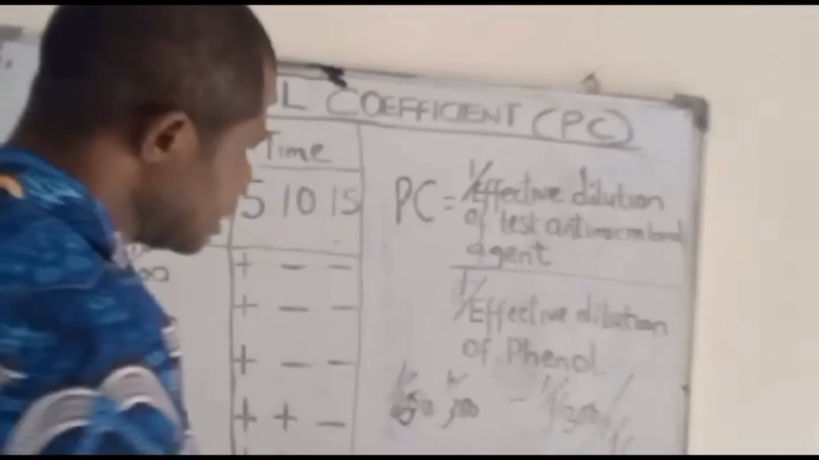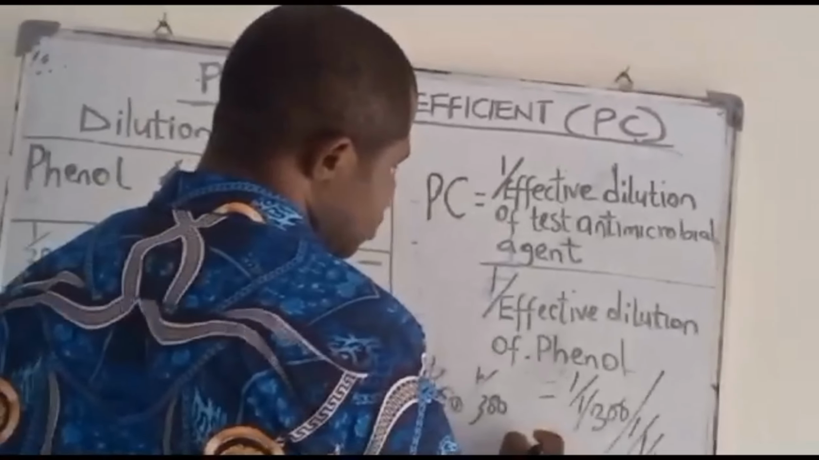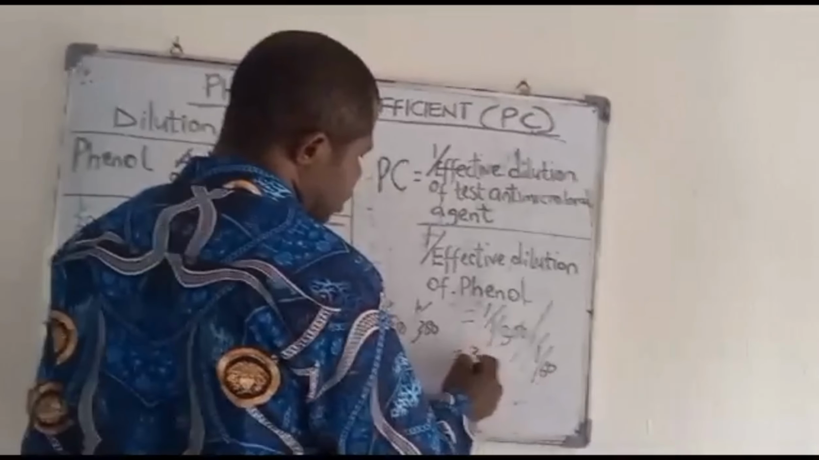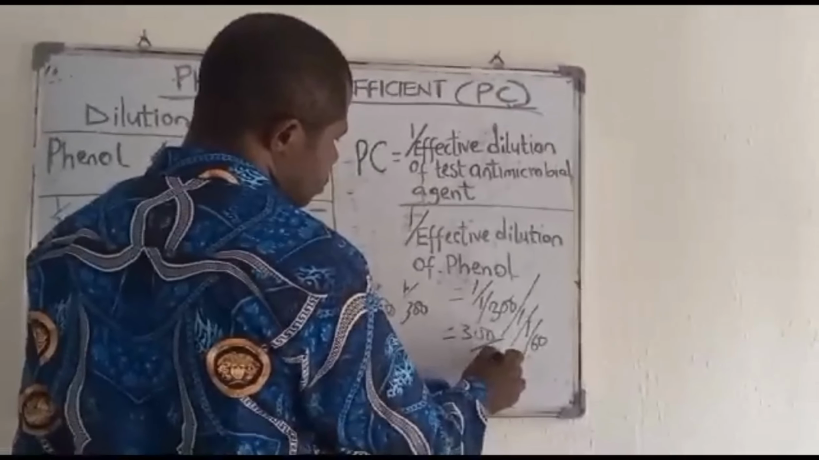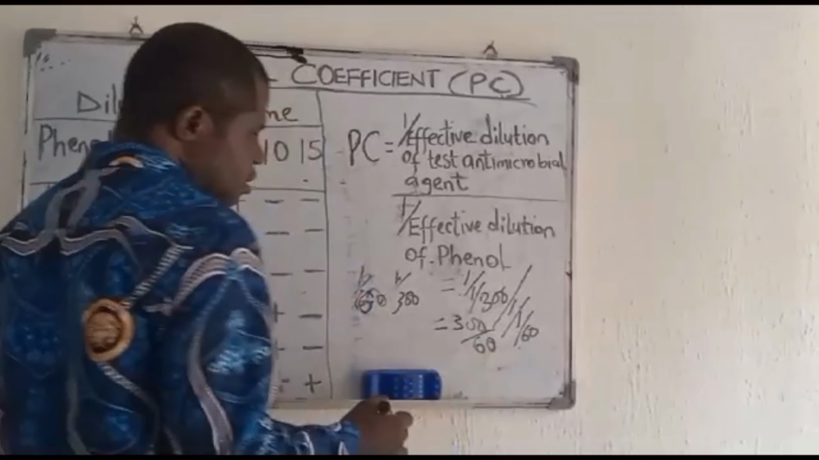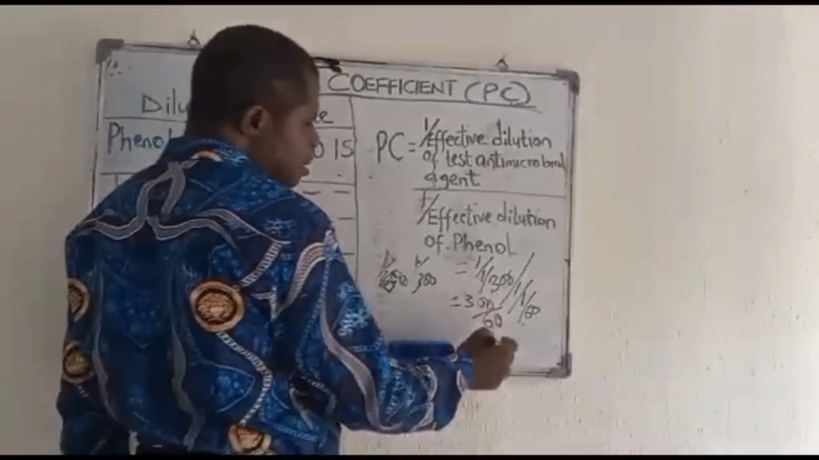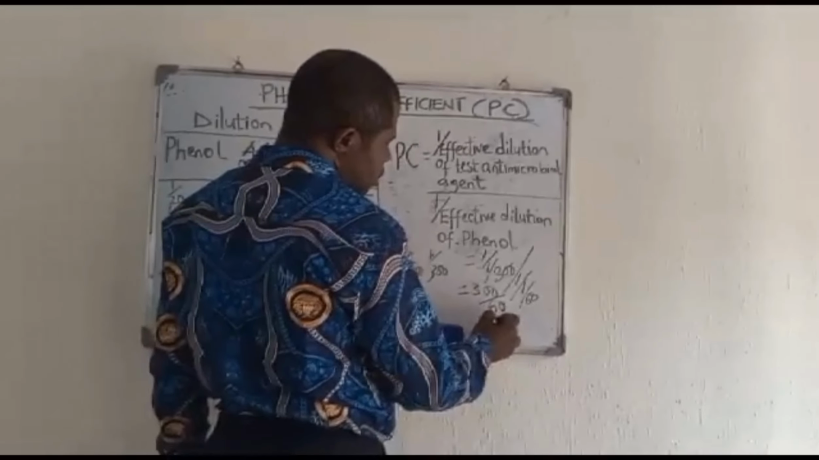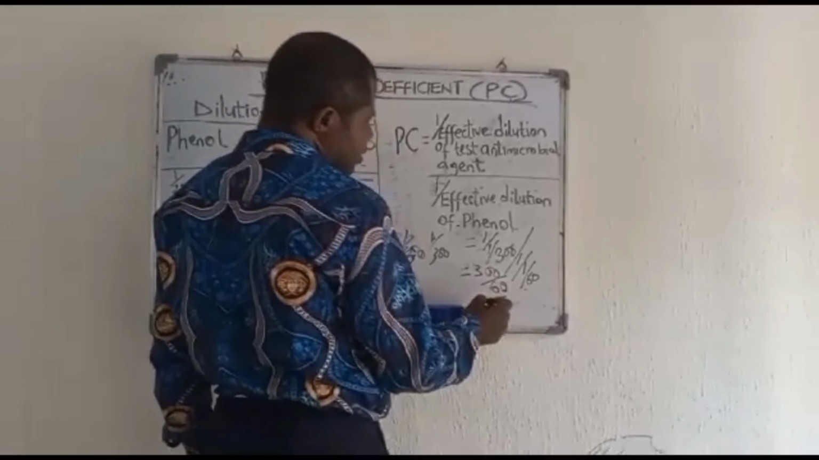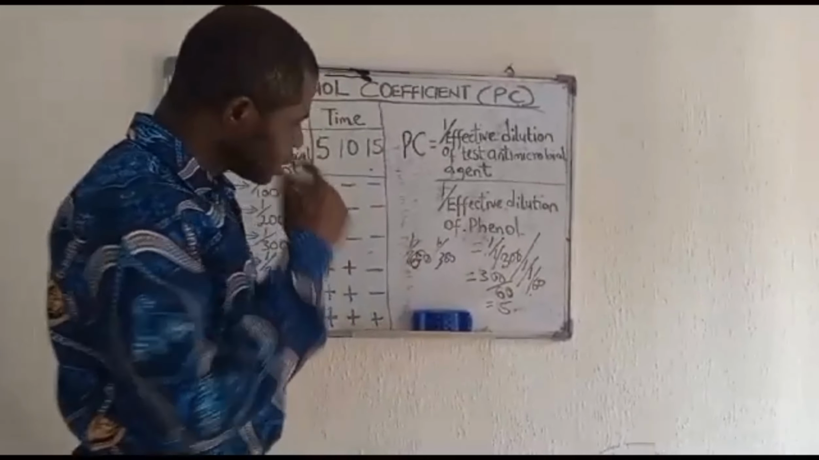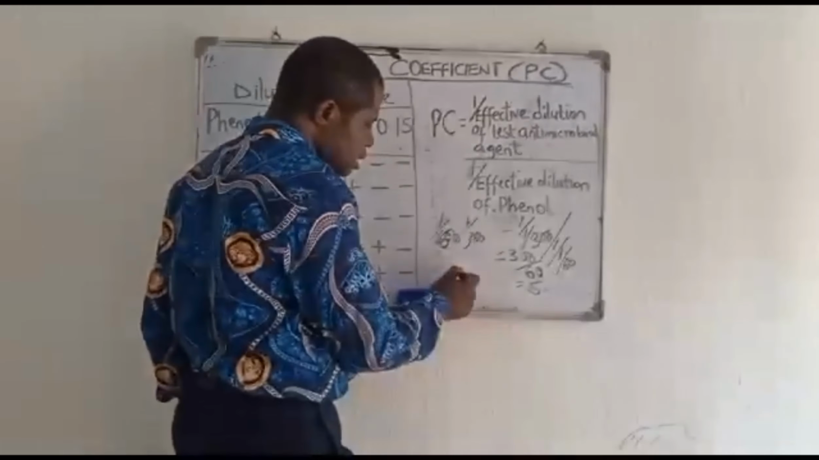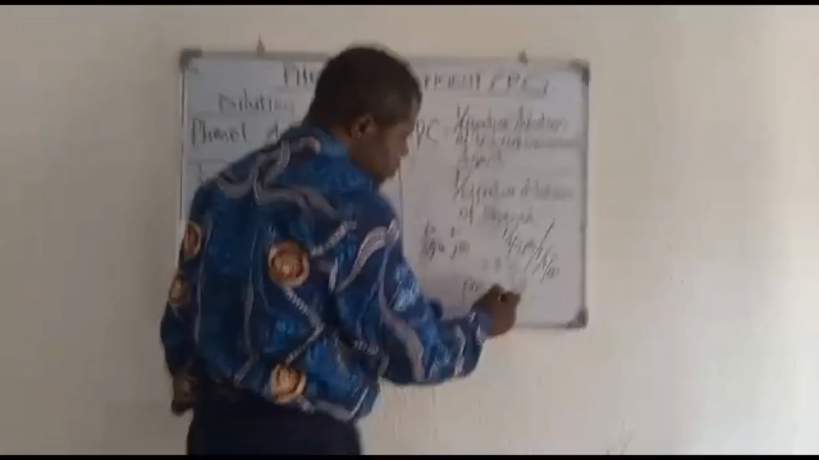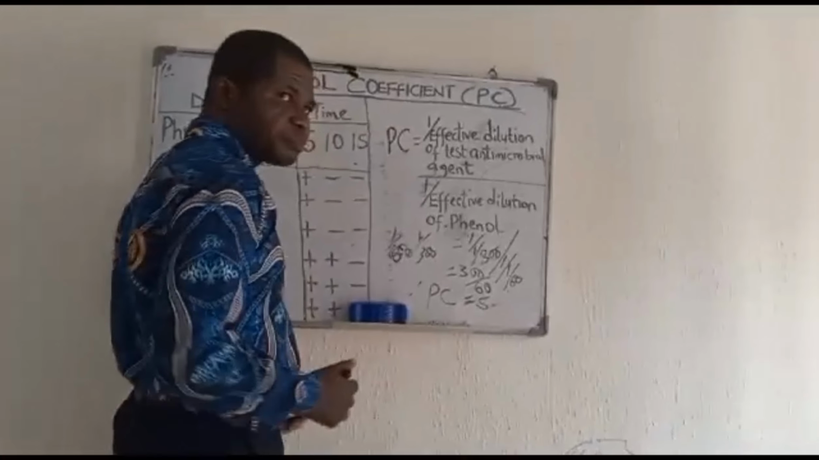If we remove the division of fractions, at the end this is mathematically expressed as 300 over 60. 300 over 60 gives me 5. 60 in 300 gives 5. So approximately, PC is equal to 5.